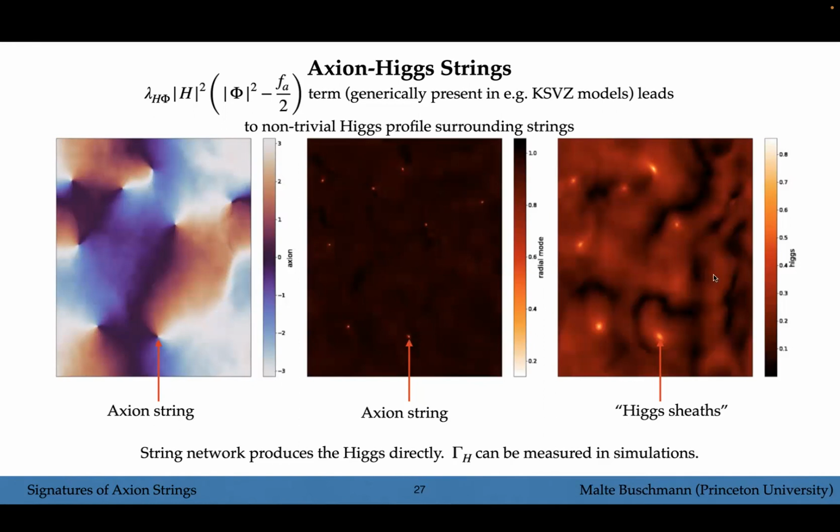And then if you look at the Higgs field, you actually see that it mimics quite a bit what you see in the axion string. That is, your Higgs field doesn't actually oscillate around its VEV. It actually has field excursions, quite massive field excursions at the locations of the strings. And those are really just coming from the reaction of the axion string onto the Higgs. So basically, the axion strings are injecting energy into the Higgs field.